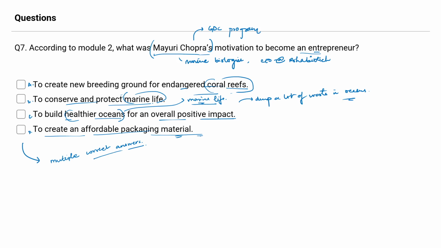Is it about creating a new breeding ground for endangered coral reefs? Or is it about conserving and protecting the marine life? Or building healthier oceans for an overall positive impact? Or to create an affordable packaging material? We are discussing Mayuri Chopra's motivation to become an entrepreneur. What was the motivation?